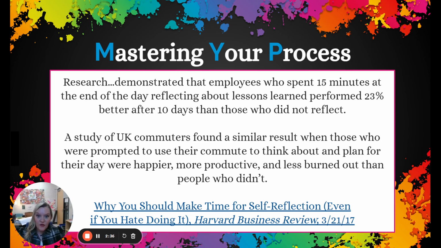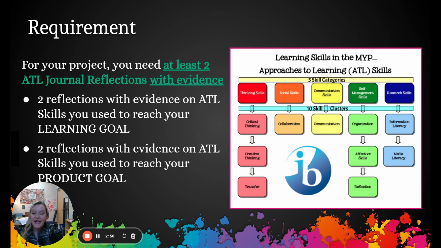And so reflecting on your growth, on the skills you've used, things that have gone well and things that you've struggled with is really an important part of continuing your growth and preparation for Seneca Valley, for life, career, college, everything that you need. And so for the IB projects, you need at least 2 ATL journal reflections with evidence.